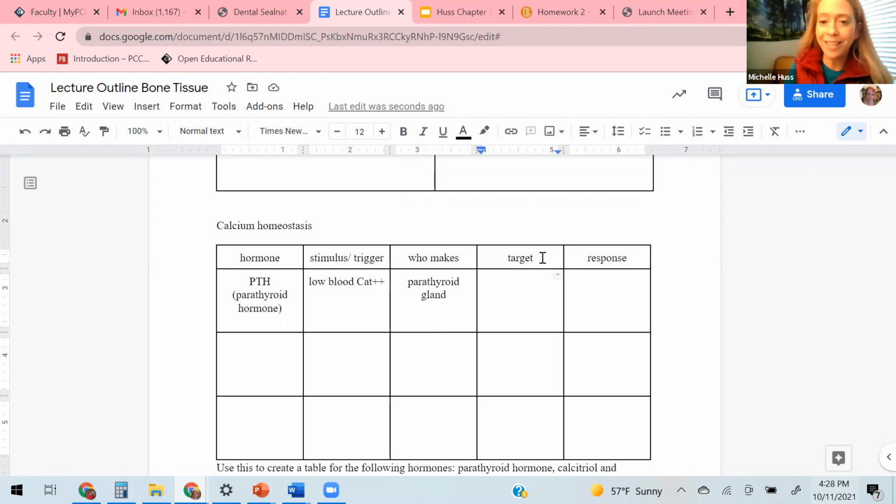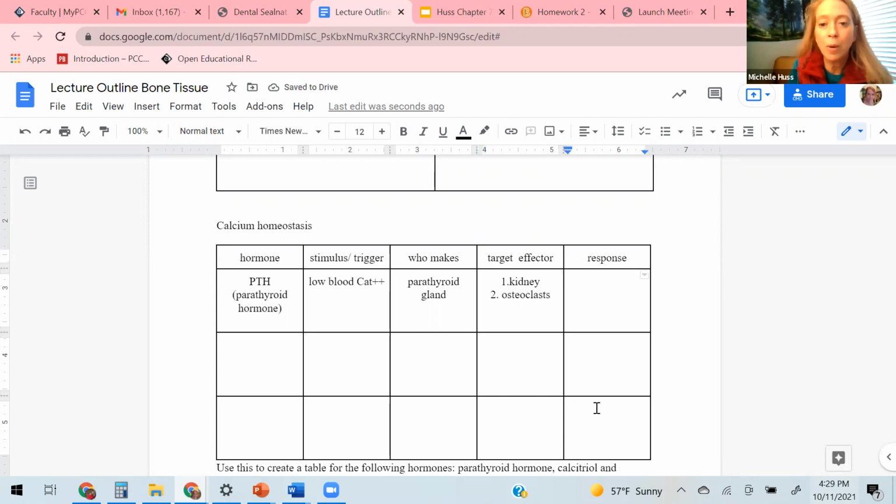And the target, or the effector, you're welcome to use either one. The target or the effector is, does anybody know? There's more than one. One of them is the kidney. So when there's more than one, sometimes it's nice to write that there's more than one effector. Another effector is osteoclasts. So that's another effector.